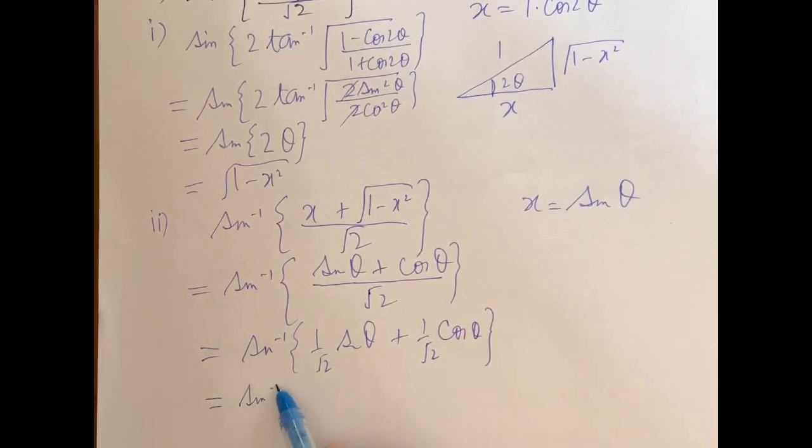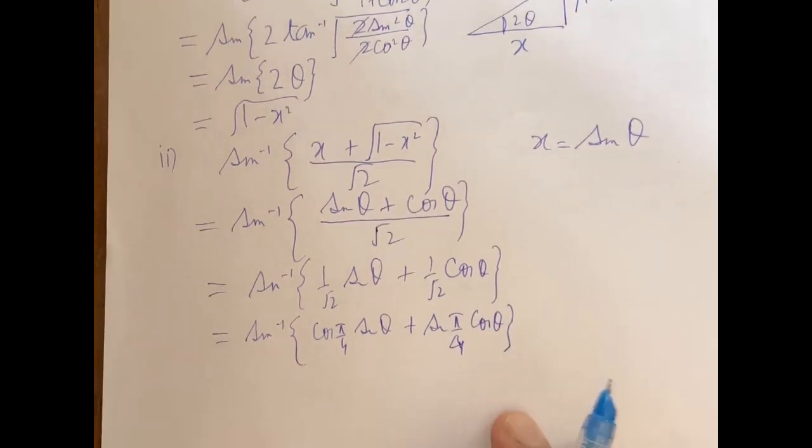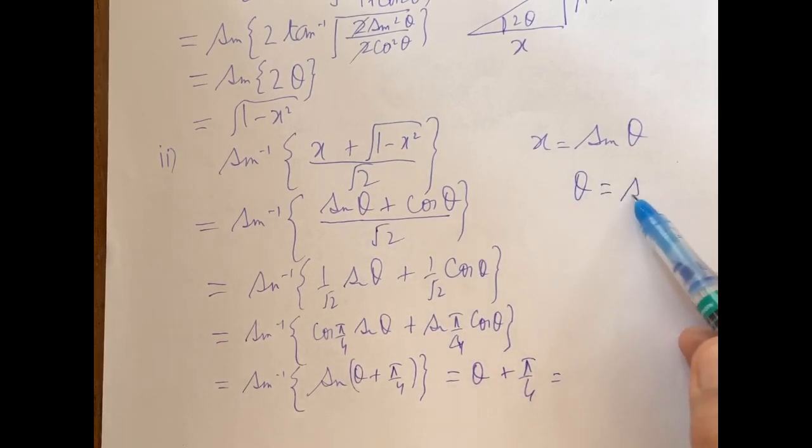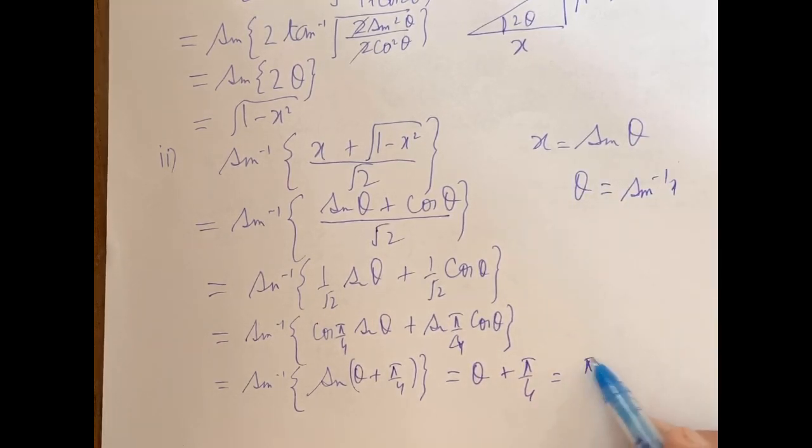This is sine inverse of, this can be written cos of pi by 4 into sine theta plus sine pi by 4 into cos theta. And this is further sine inverse of sin A cos B plus cos A sin B, sin of A plus B, theta plus pi by 4, which is theta plus pi by 4. And theta from this is sine inverse of x. So this is pi by 4 plus sine inverse of x.